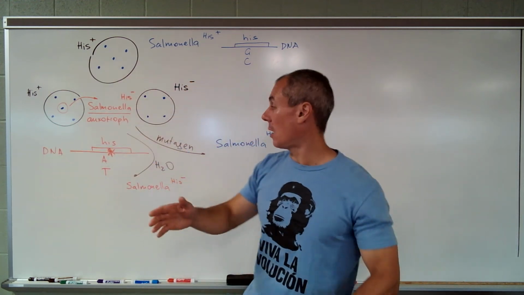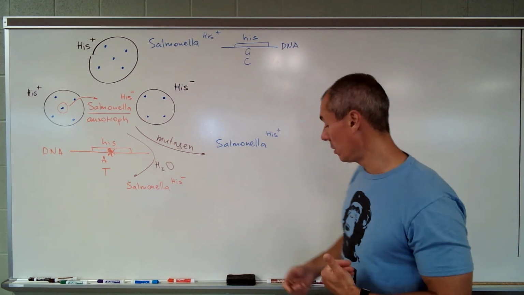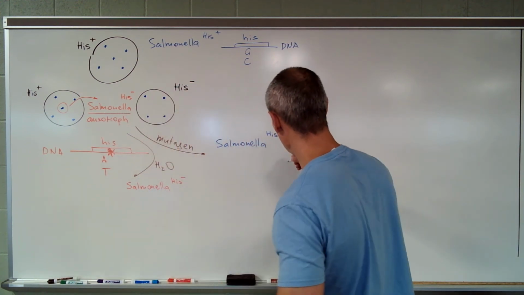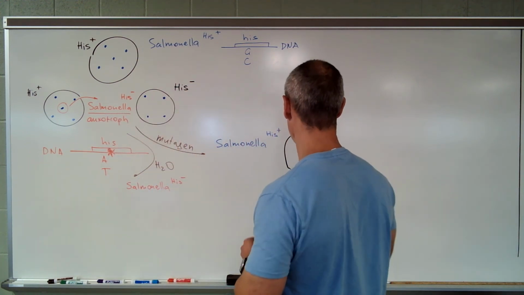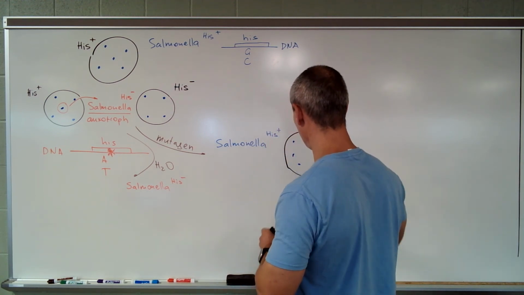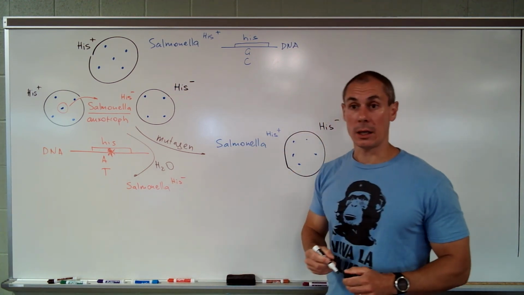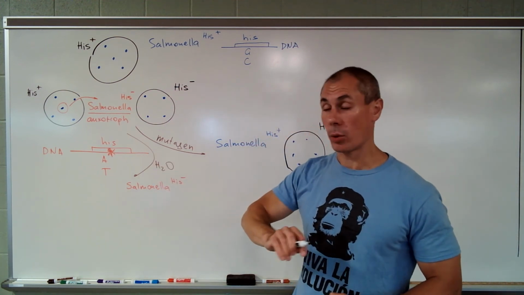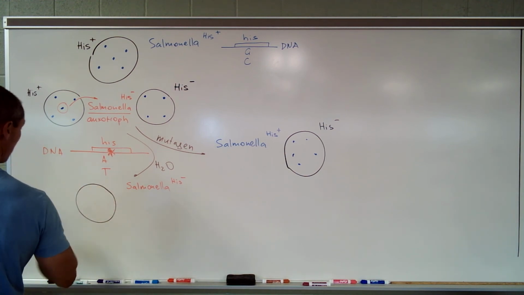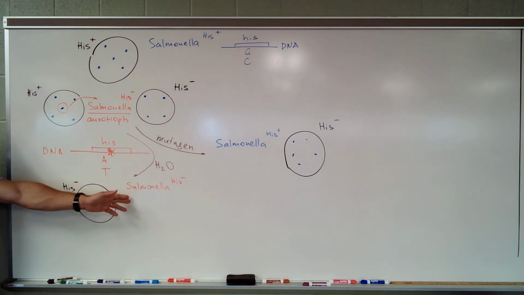The medium with histidine doesn't allow us to distinguish between the two. Medium without histidine does. So, if our chemical is mutagenic, then the salmonella will be growing on histidine negative agar. And if our chemical is not mutagenic, then this red salmonella won't be able to grow.